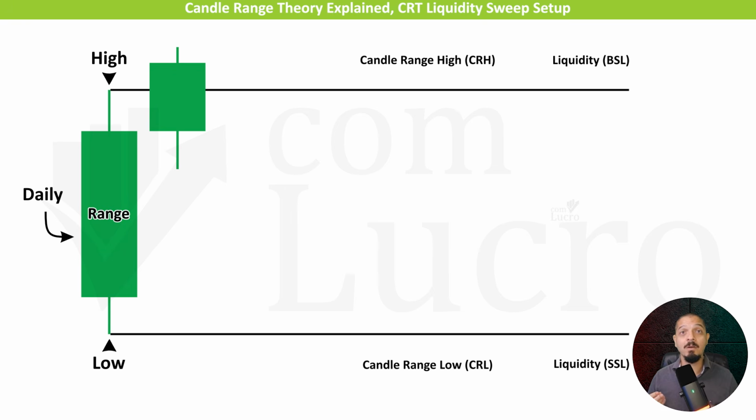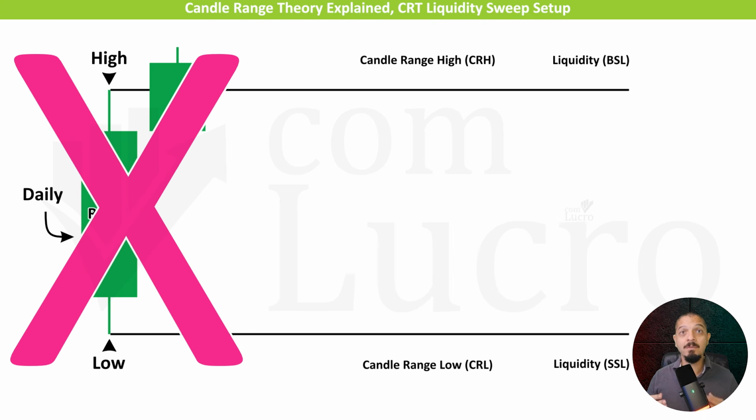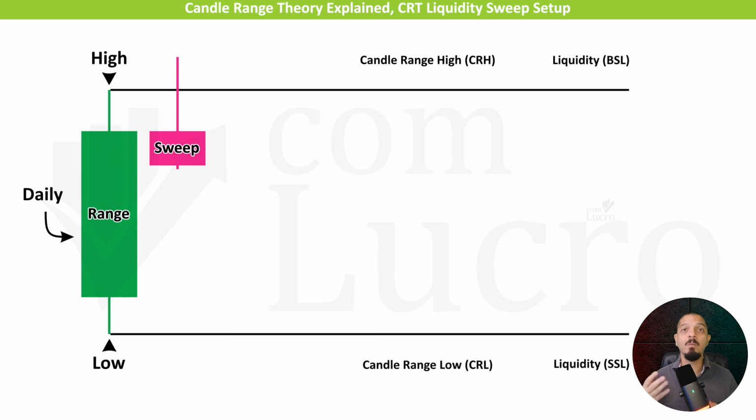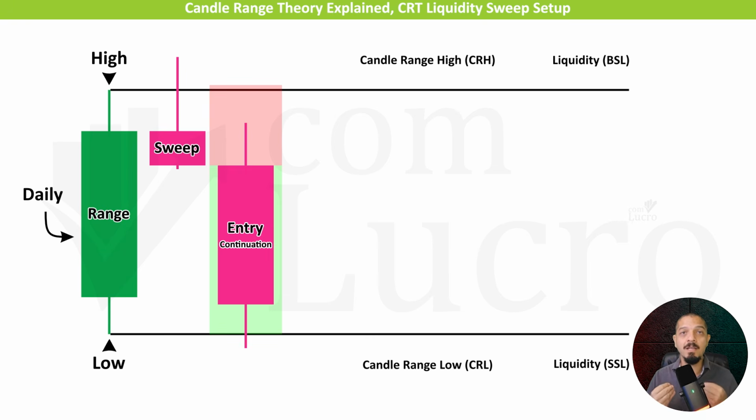However, there is an important condition. If the second candle closes decisively above the CRH, the CRT setup becomes invalid. In that scenario, the market is expanding, not rejecting the range. But when the second candle fails to close above the candle range high and instead returns inside the range, we can then look to the third candle for a potential short setup, with the candle range low serving as the logical objective.